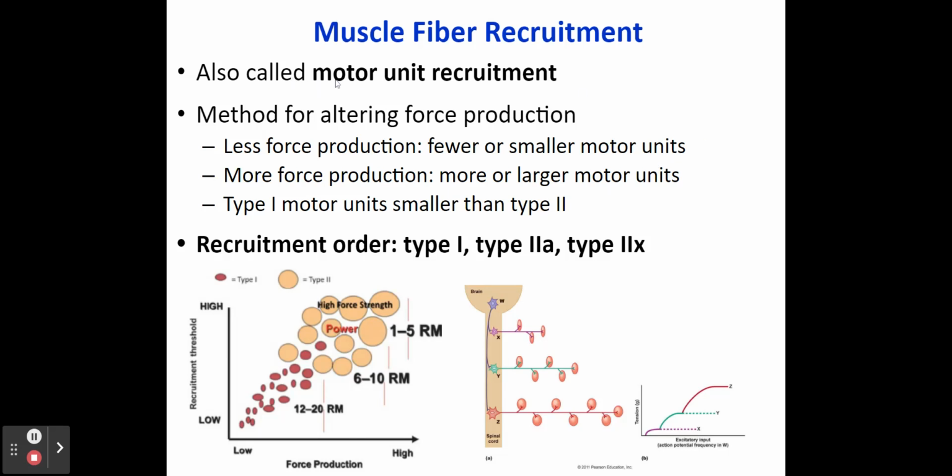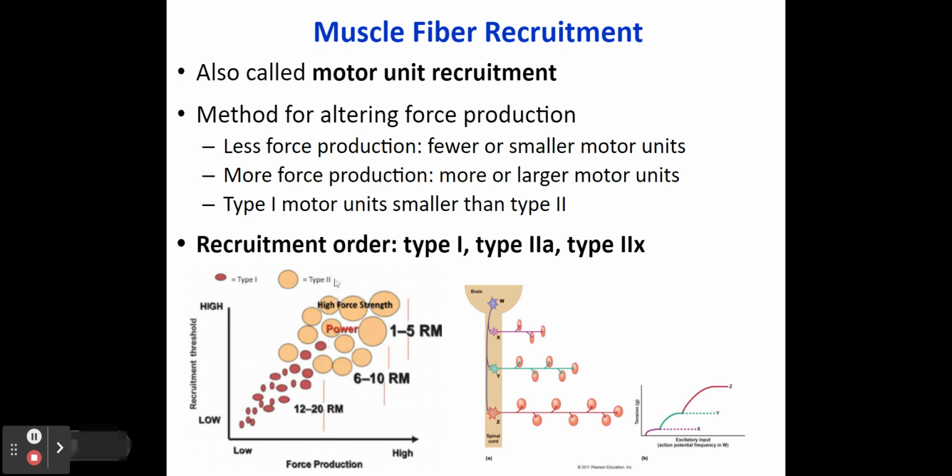So sometimes we call this motor unit recruitment because remember, a motor unit is the nerve cell, the neuron, and the fibers that it innervates. And so this is how we can alter our force production depending on what we're doing at that time. And so this graph is showing the force production at low. You use less motor units, and they use smaller ones like type 1 fibers. This was discussed in the previous video.